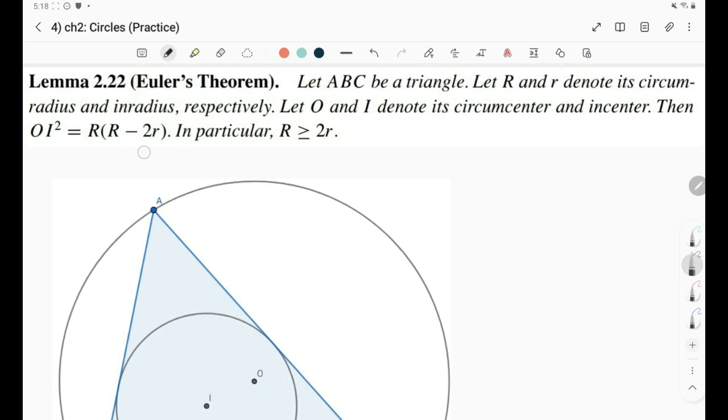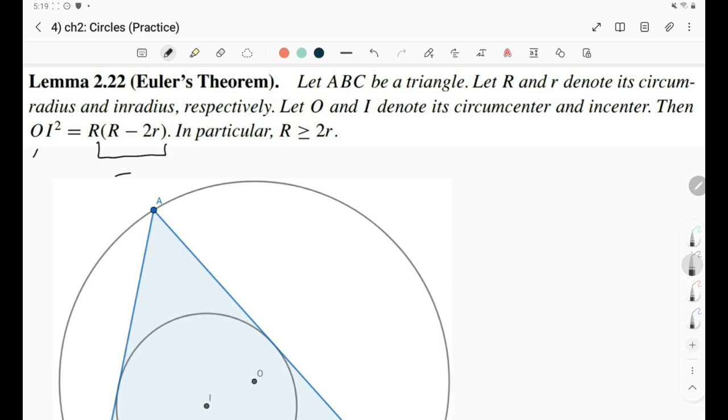And there's actually a very famous inequality that's called Euler's inequality, and that is capital R is greater than or equal to 2 times small r. This inequality is really important when you're solving geometric inequalities. Sometimes you might have capital R involved and you want to move it to small r. So you can just use this fact, R is greater than or equal to 2r. And of course the proof for this comes from Euler's theorem itself, as this thing here is a positive thing because it cannot be negative.